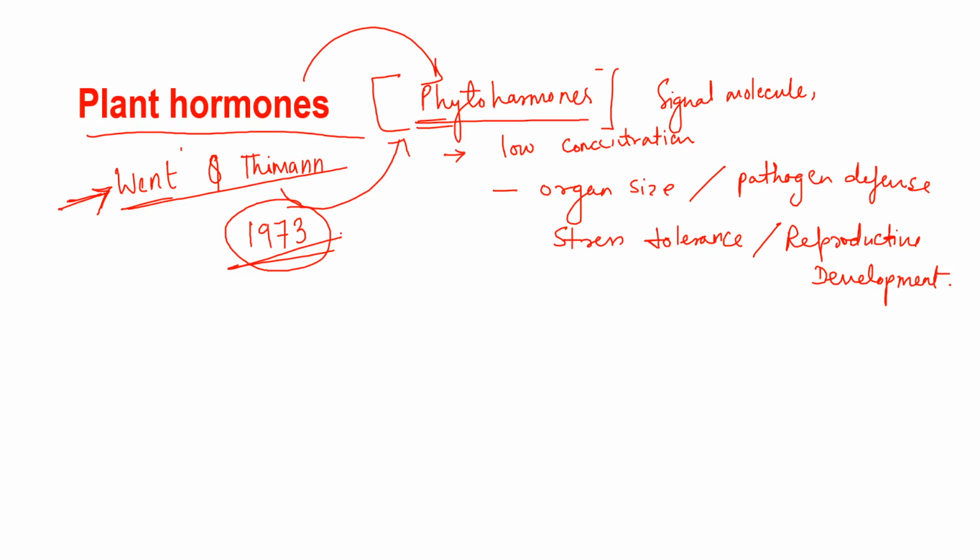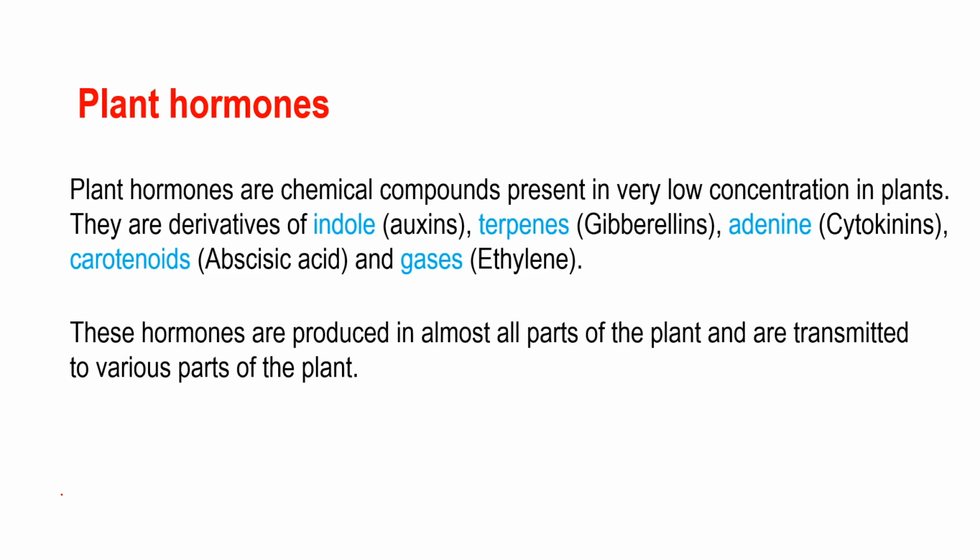Clear? Okay. So I'm now going to erase all this because now I have to show you some important information. Here it is. The definition which I have just mentioned: plant hormones are chemical compounds which are present in very low concentration in plants, and they are derivatives of indole. If we talk about the hormone auxin, this auxin is a derivative of indole. Gibberellins, or GAs, are derivatives of terpenes. Cytokinins are derivatives of adenine. Abscisic acid is a derivative of carotenoids, and ethylene is a gas.